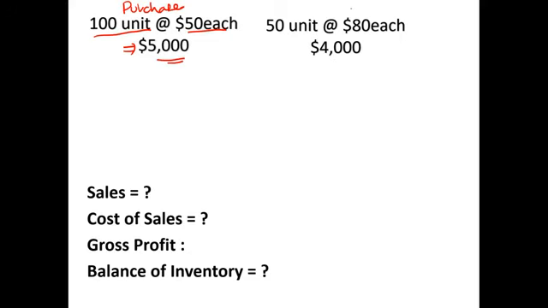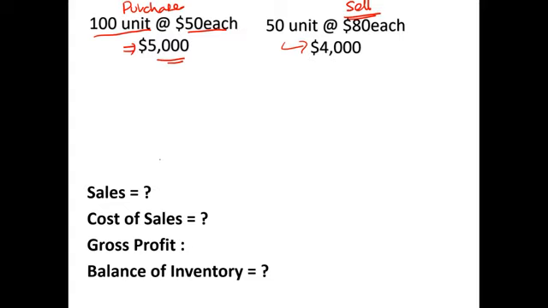Later on, you sell the item. You sell 50 units at a price of $80 each. So your total sale will be 4,000. 50 multiplied by 80 gives you 4,000. So from this example, I want to ask these four questions. Number one, what is your total sales?